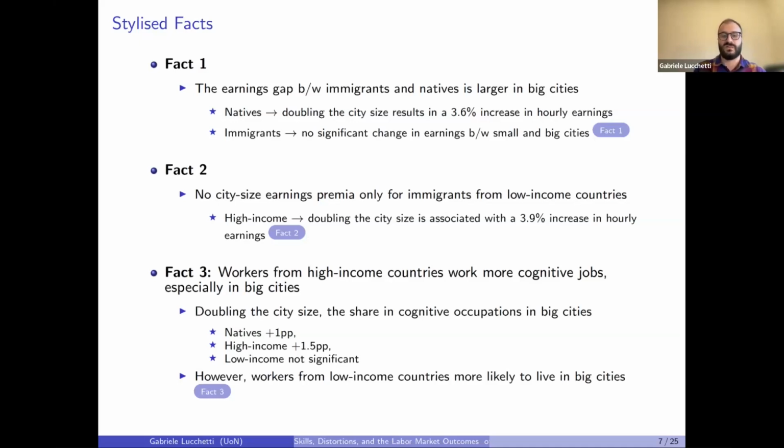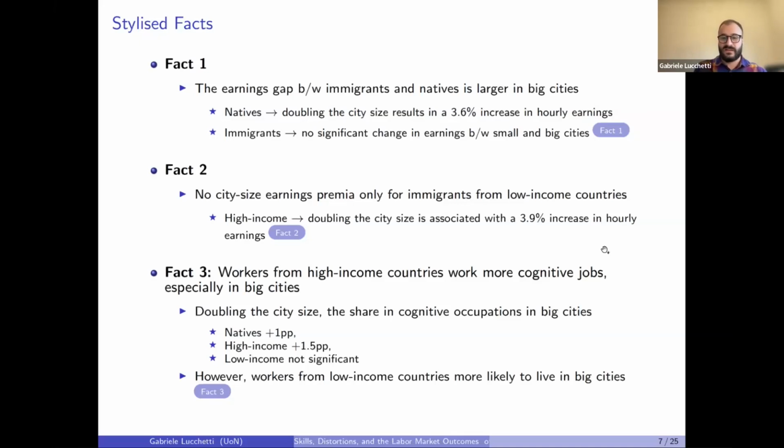The second fact, as I was telling you before, relates to the fact that immigrants from low-income countries are those who do not experience any earnings increase by living in big cities. In fact, for immigrants from high-income countries, doubling the city size is associated with a 3.9% increase in hourly earnings. And if you compare this value with the value for natives, you can see that they are very close.